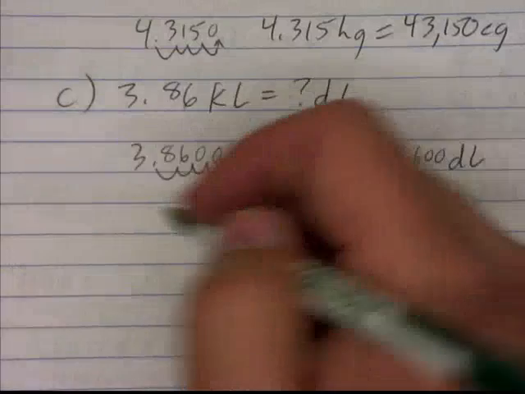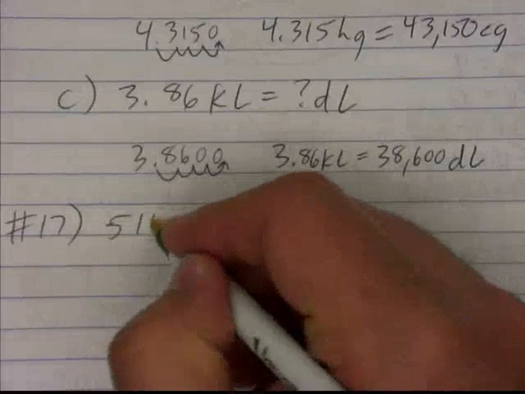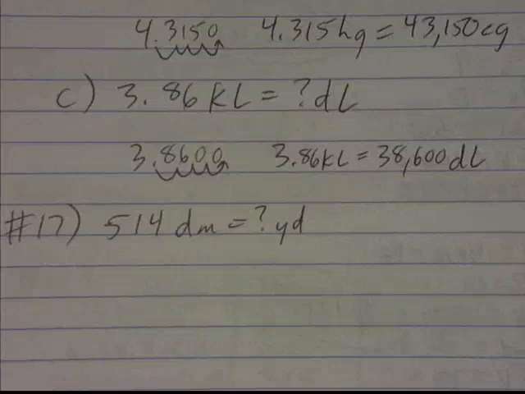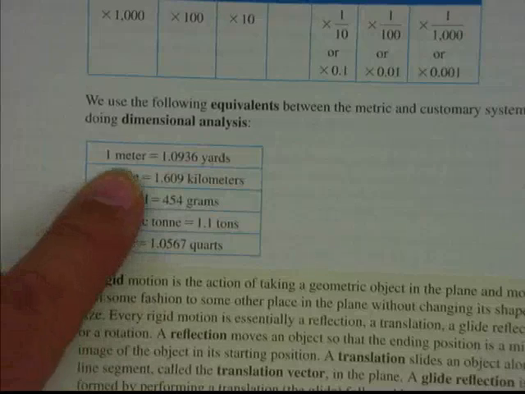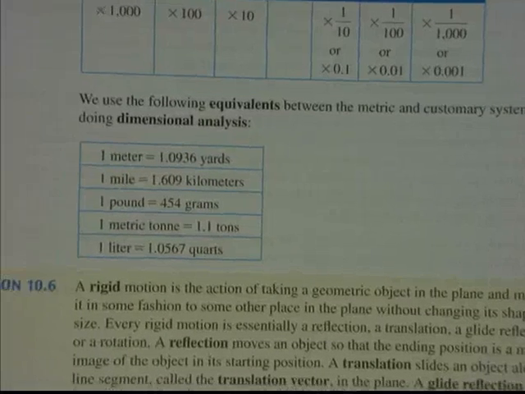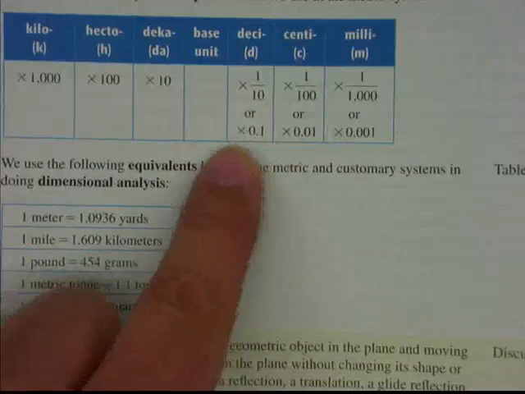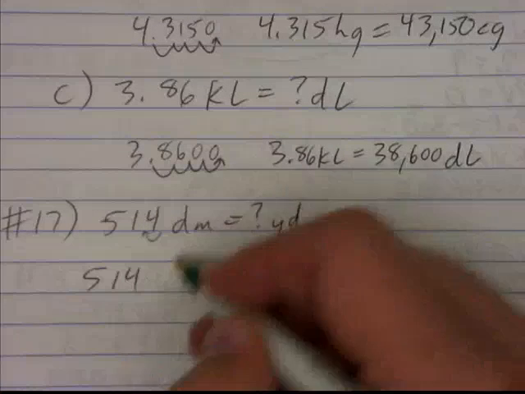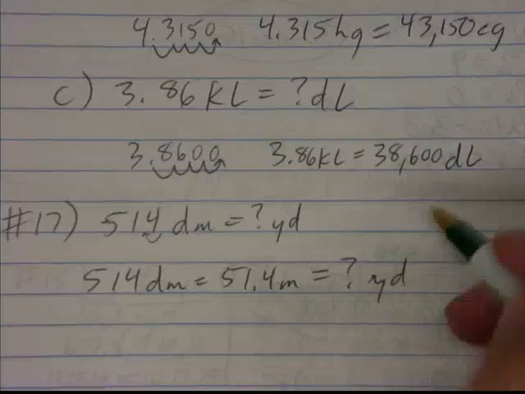All right, next one is 17. On 17, we want to convert 514 decimeters into yards. So if we look over at the chart on the previous page, we want to convert decimeters to yards. Notice we have yards here, but what it's related to is meters. So the first thing I want to do is change the decimeters into meters. I can use my other chart to do that. Deci into meters, I'm going to go one place to the left with my decimal point. So I'm going to get 514 decimeters equals 51.4 meters, and now I want to convert that into yards.